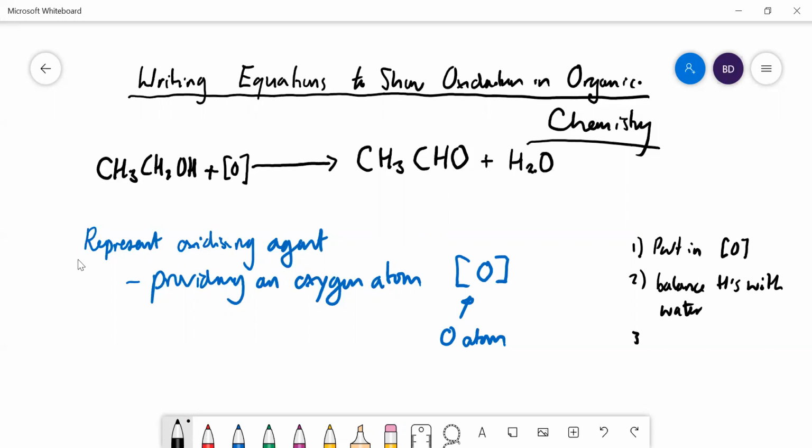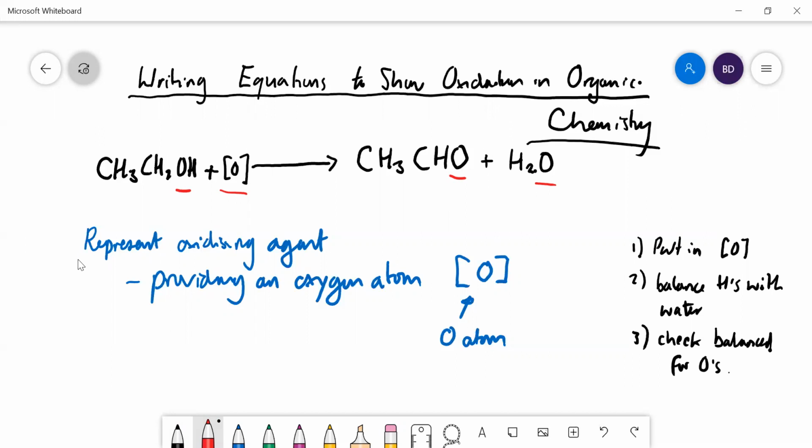And then we need to check the balance for oxygens. How many oxygens have we got on the left? We have got 2: 1 in the alcohol and 1 from the oxidizing agent, and you've got 1 on the right, so that's all balanced. So that's how you would represent the equation for the oxidation of ethanol to ethanal.